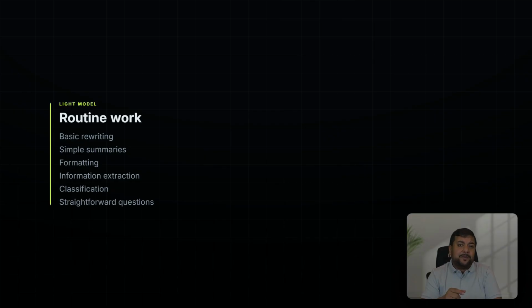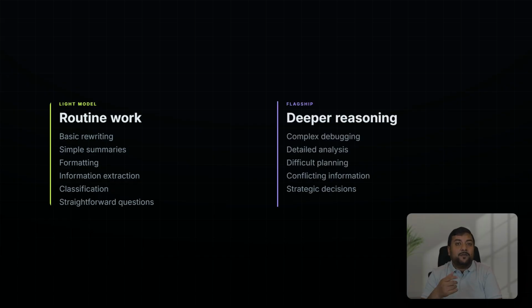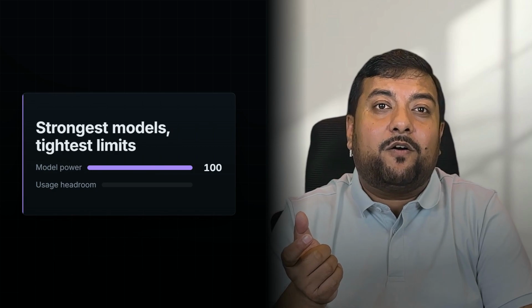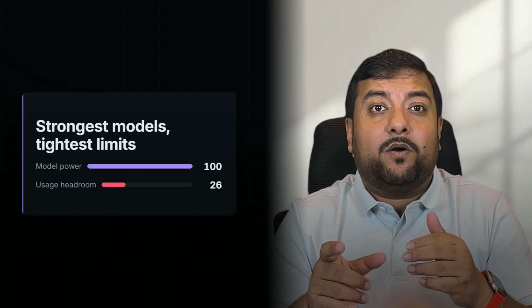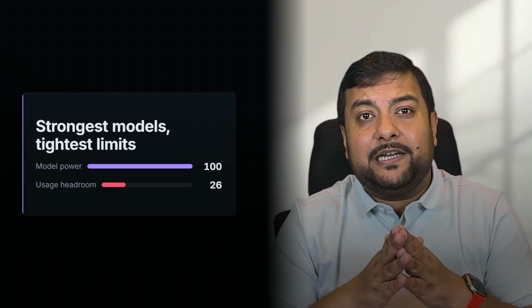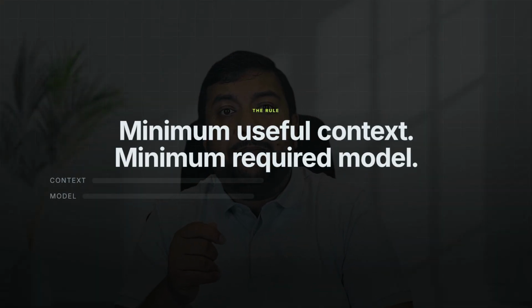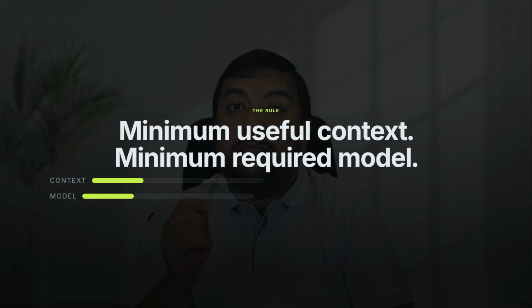Basic rewriting, simple summaries, formatting, information extraction, classification, and straightforward questions. Save the stronger model for the work that genuinely requires deeper reasoning. For example, complex debugging, detailed analysis, difficult planning, comparing conflicting information, or making an important strategic decision. The strongest models are often the ones with stricter usage limit. So don't spend that capacity on a work lighter model can complete easily. The rule is simple. Give the AI minimum useful information and use the minimum required model.